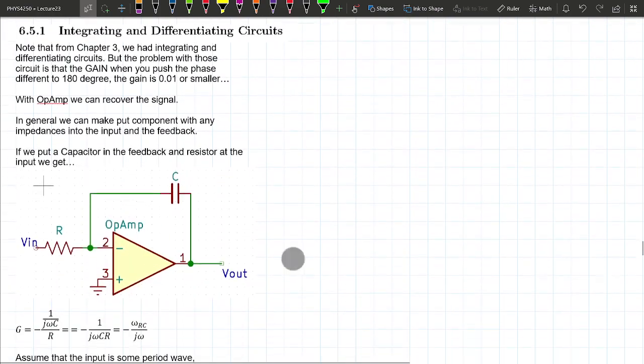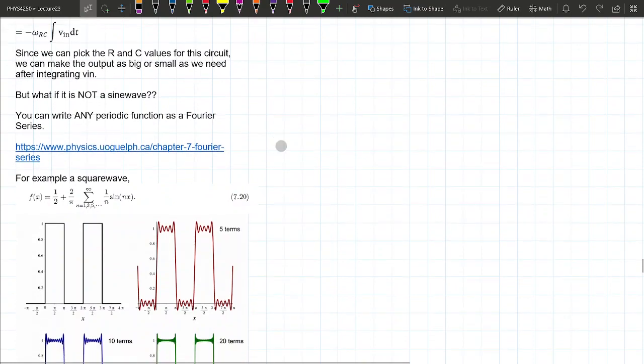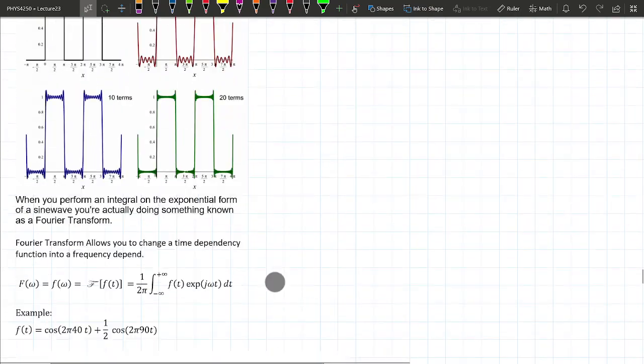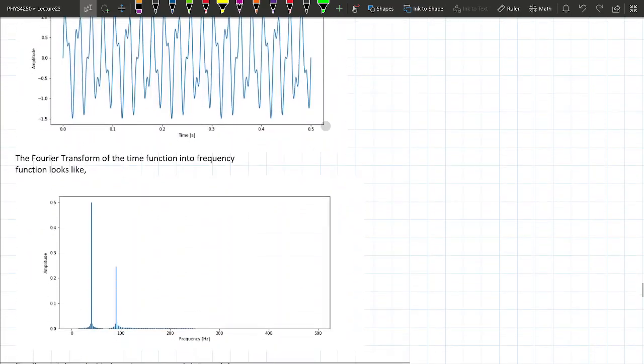Let's not talk about integrating and differentiating circuits because we've already seen those. Those are very useful when you're doing Fourier transforms though.